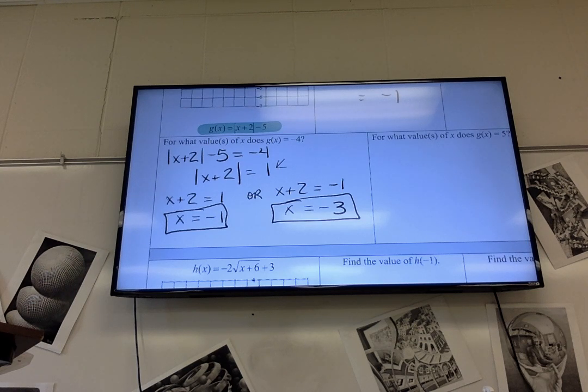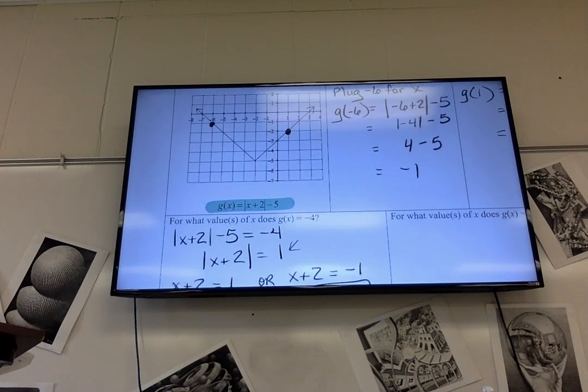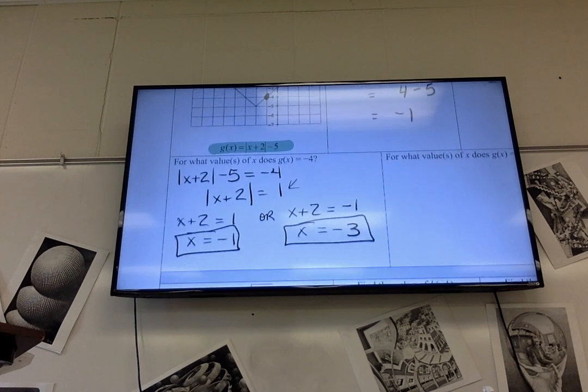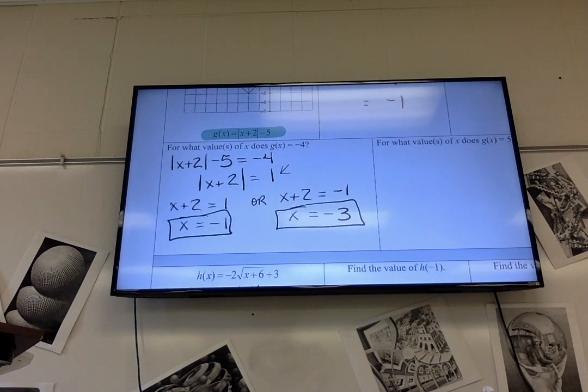And we're going to check these again on our graph and make sure we have those points. X is negative 1, y is negative 4. So negative 1, negative 4. And the other one, negative 3, negative 4. Sure enough, they're both there. The one next to it is the same.